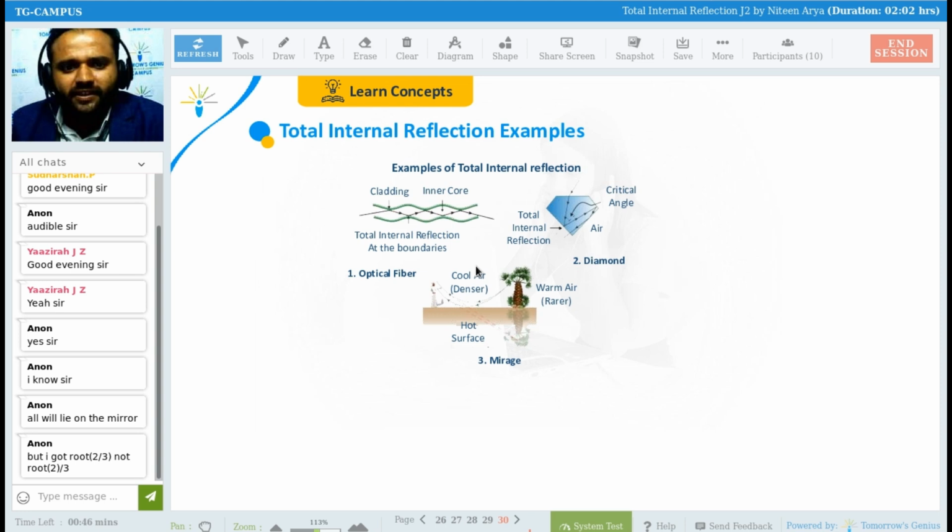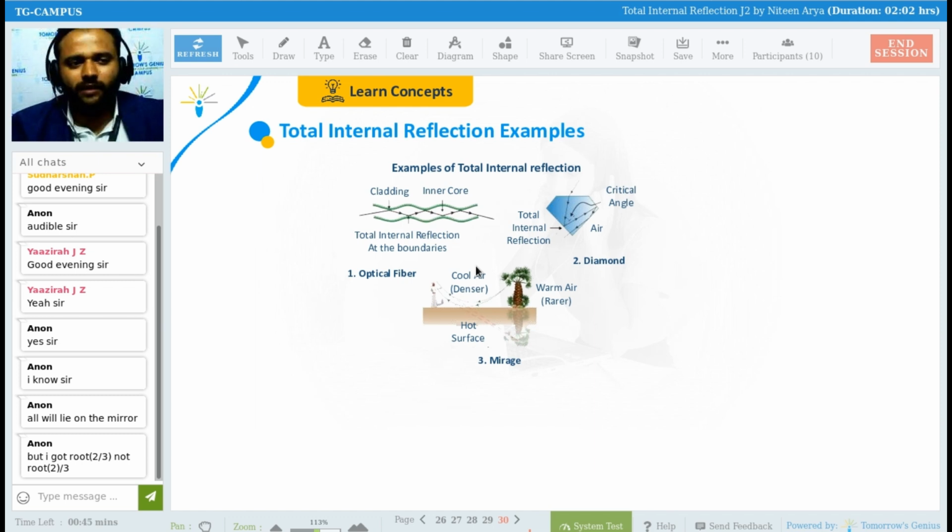So now TIR examples, or you can say real life examples of TIR. So cladding core, what is it? It is a device known as core cladding optical fiber. Optical fiber is a particular device in which we are going to use the concept of TIR. In diamond also we are going to see it, and in Mirage.